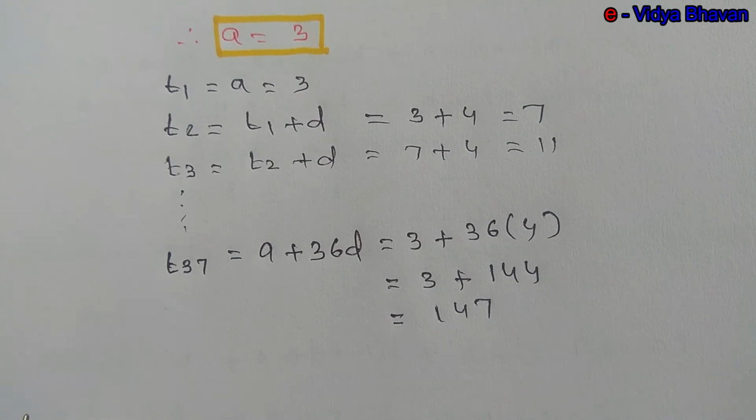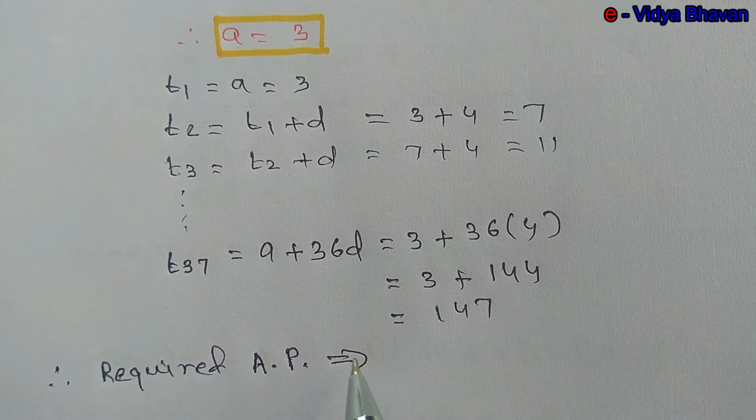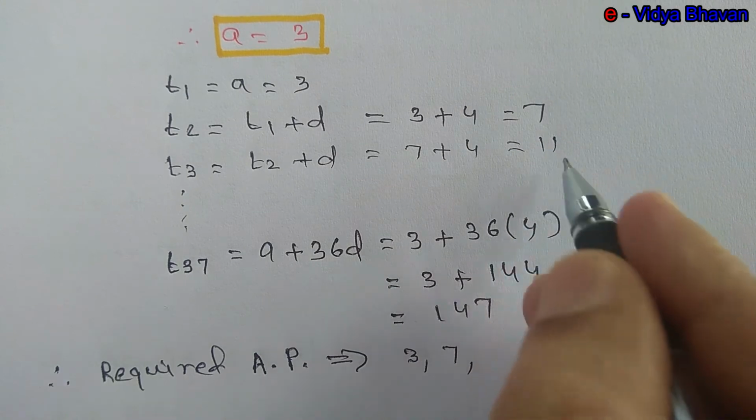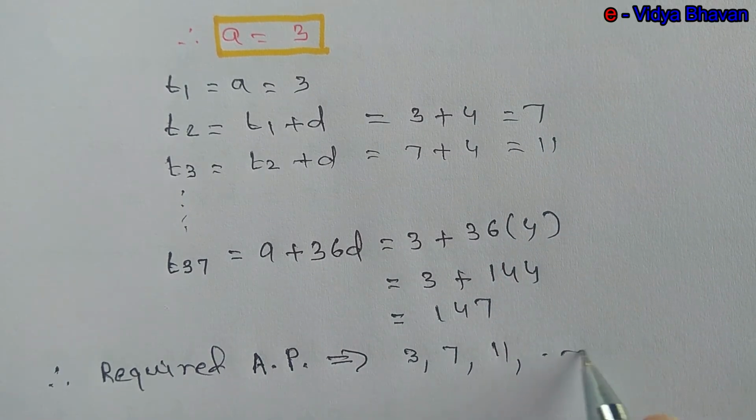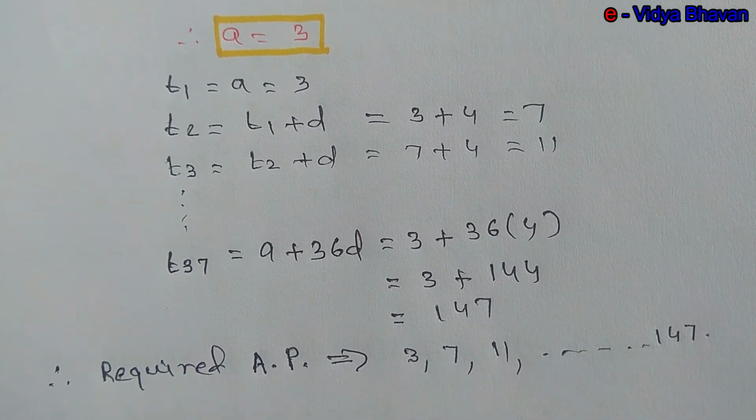So finally required AP, therefore required AP will be 3, 7, 11 and so on, and last will be 147.